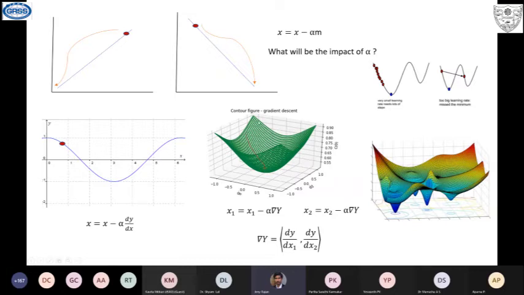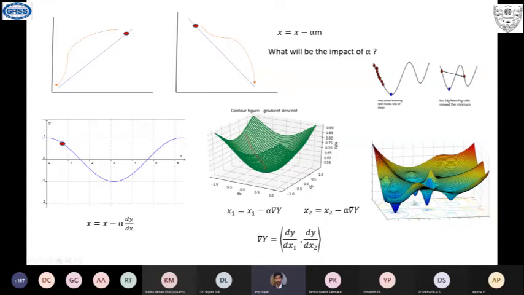So when the surface is something like this, a convex surface, it will not be that difficult to reach here. So maybe we will be initially here or here. In the end, we will reach here because this is a convex surface.